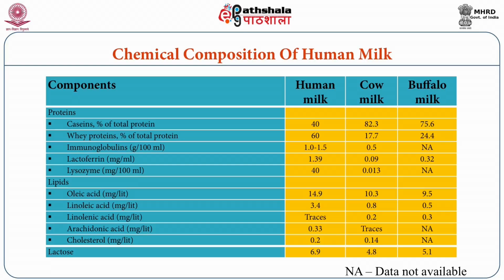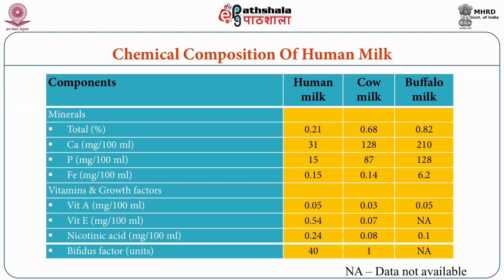Even human milk contains more amount of lactose, that is around 7%, compared to cow milk and buffalo milk, which is 4.8% and 5.1% respectively. The purpose of high amount of lactose in human milk is that lactose is responsible for brain development in newborn babies.